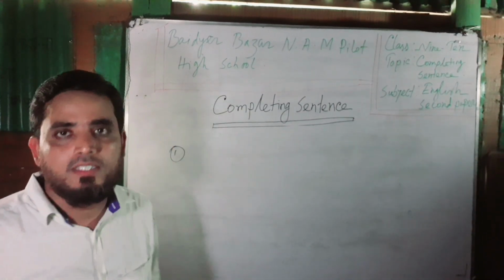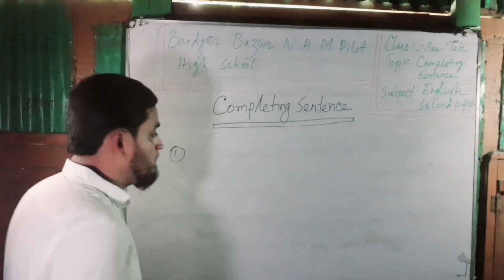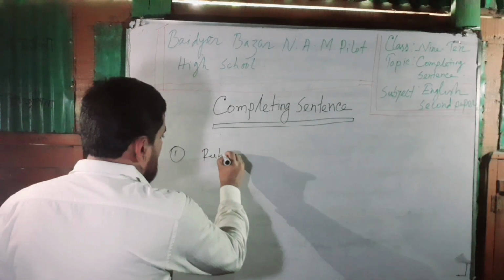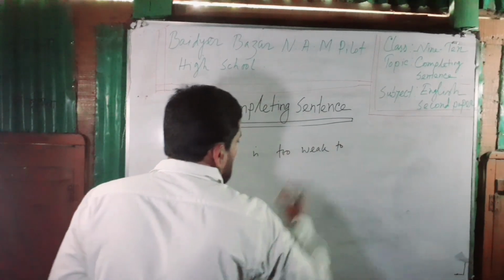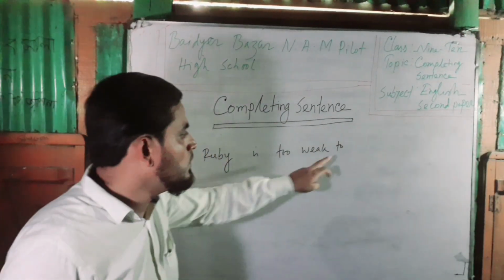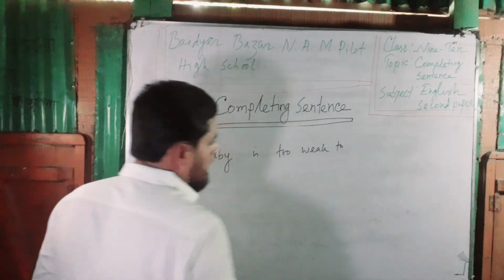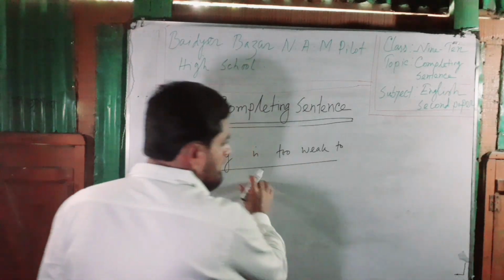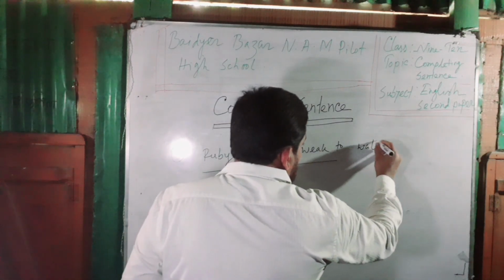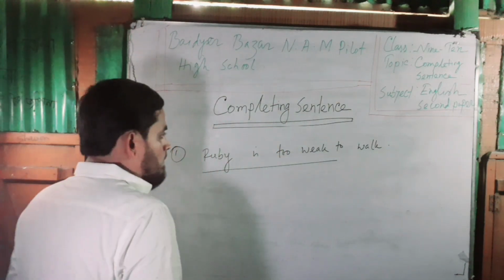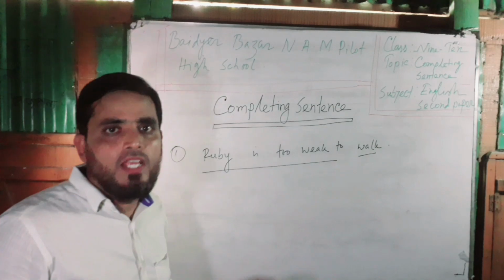Today our class is for 9 and 10 and the topic is completing sentence. So at first I am writing an example. Ruby is too weak. So dear students, if you find "too" and "to" in the sentence and if we want to complete the sentence, then we will have to use a relevant word which will match with the incomplete sentence. So Ruby is too weak to work. That means we can write here "to" and a verb. So just keep it in your mind that we have to write or place a relevant word. It should not be irrelevant.